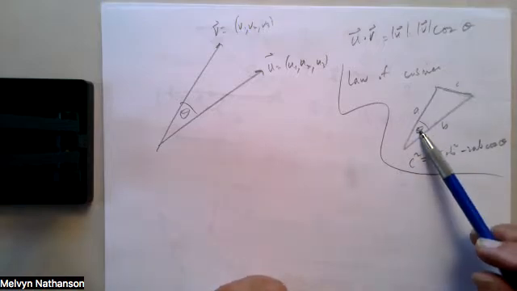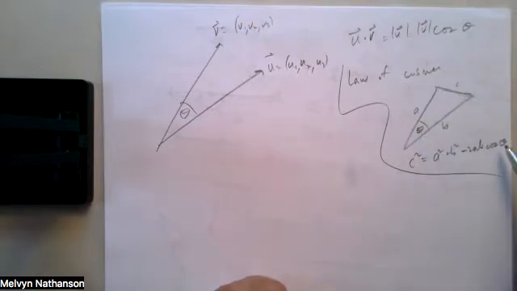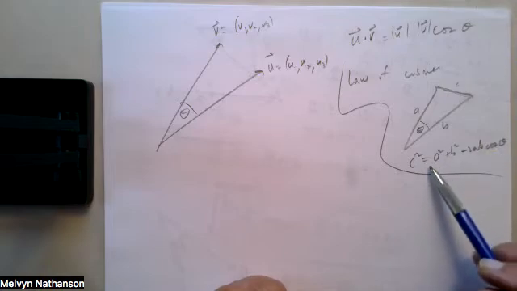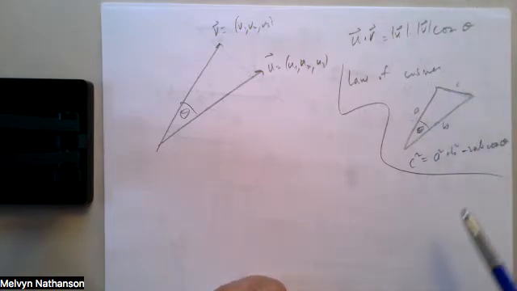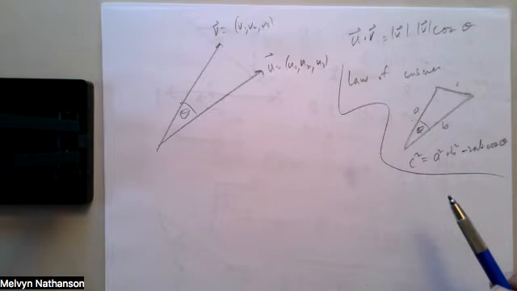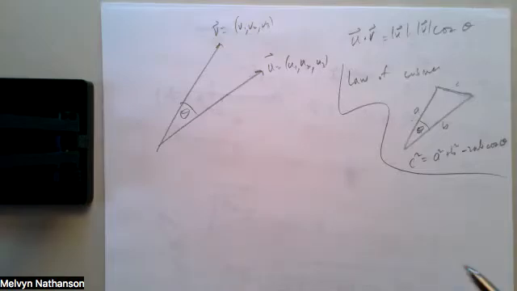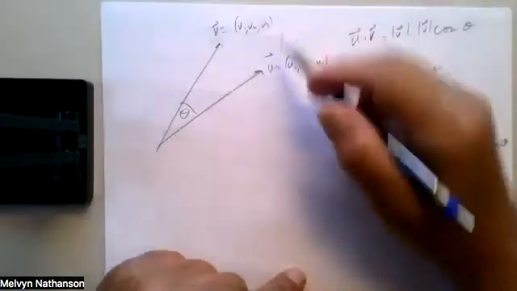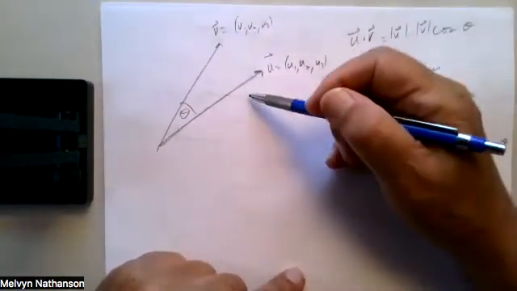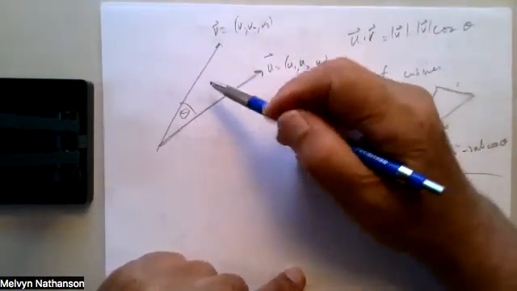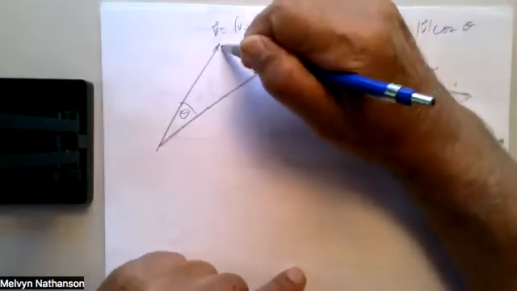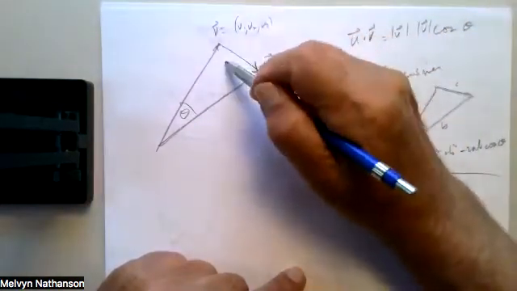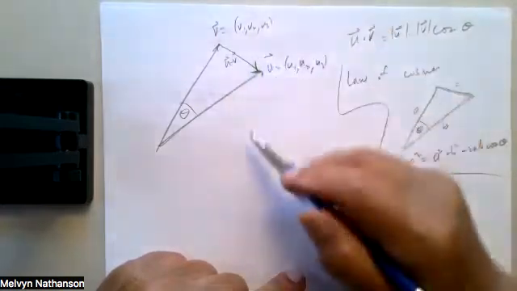If this were a right triangle, then cosine theta is 0, and this is just the Pythagorean theorem: A squared plus B squared equals C squared. So the law of cosines is a generalization of the Pythagorean theorem. If we look at this triangle, this is the vector u, this is the vector v, and this is the vector u minus v.